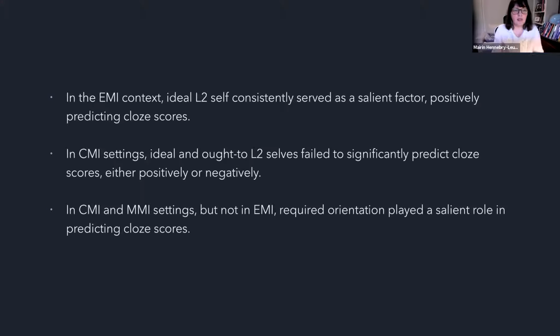So in the EMI context, just to sum up, ideal L2 self consistently served as the salient factor, positively predicting attainment. In the CMI, the ideal L2 self failed to significantly predict scores, either positively or negatively. And in the CMI and the MMI, but not in the EMI, we had required orientation coming out really strongly. So ideal L2 self in the EMI, but the required orientation in the CMI and the MMI.